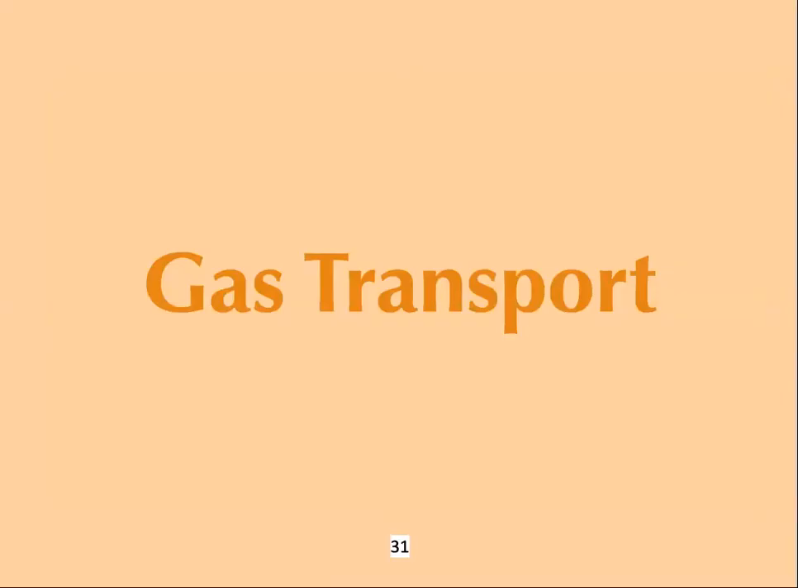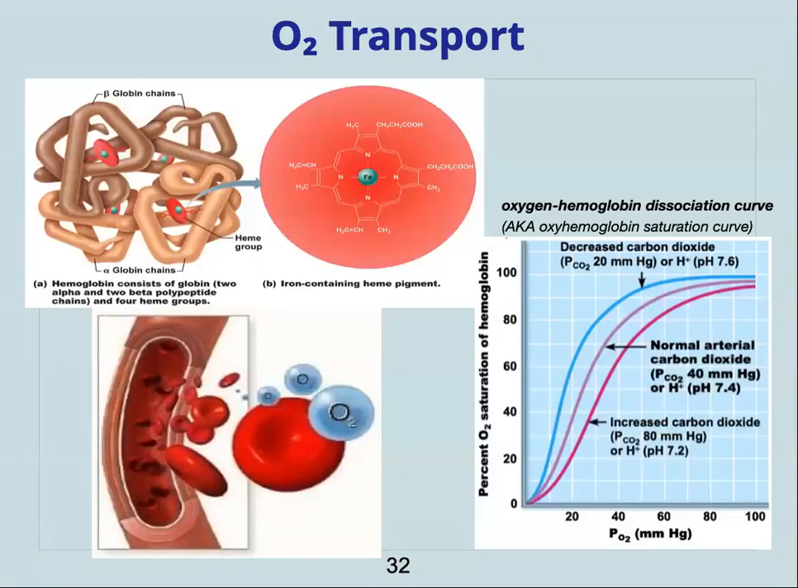Moving on to talking about gas transport. Recall this image from the blood lecture. Nearly 99% of oxygen in your blood travels by binding to hemoglobin. And each hemoglobin molecule is comprised of 4 polypeptide chains, 2 alpha and 2 beta chains.